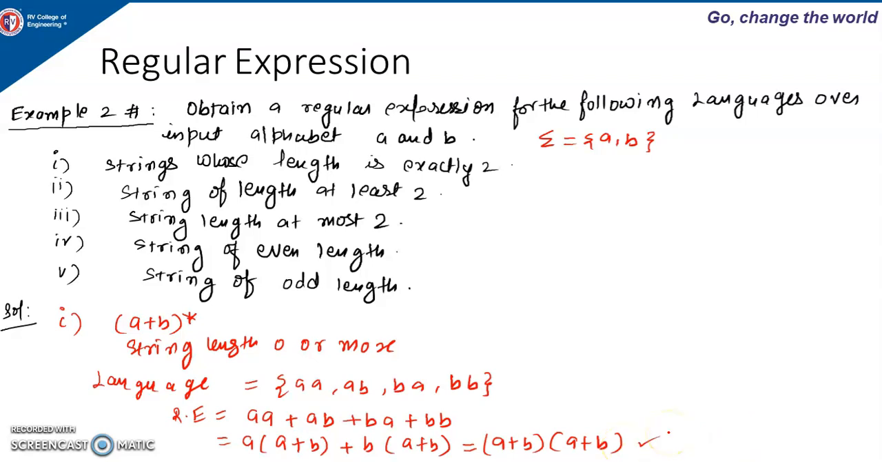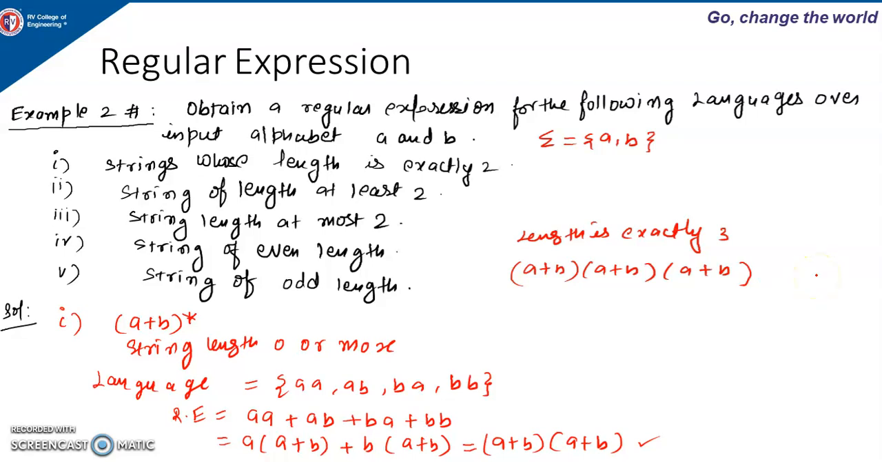Now, if I say the language which contains all the strings whose length is exactly 3, then it will be (A plus B)(A plus B)(A plus B), 3 times. And when we say length is exactly 4, then (A plus B) 4 times will come. So this is how we can write a regular expression when the language is finite.